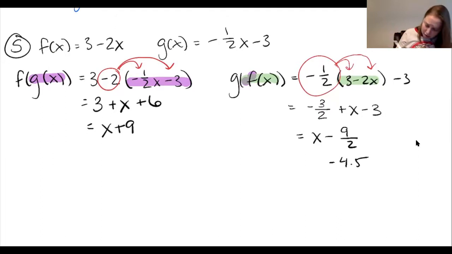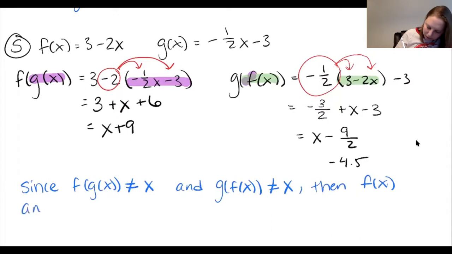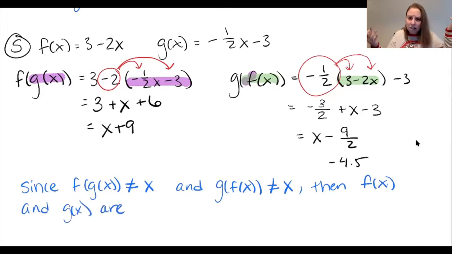So in my conclusion statement, I might say, since f of g of x doesn't equal x, and g of f of x doesn't equal x, then f of x and g of x are inverses? Yes or no? F of x and g of x? So we got no, with an exclamation point. We got no, that is all correct.